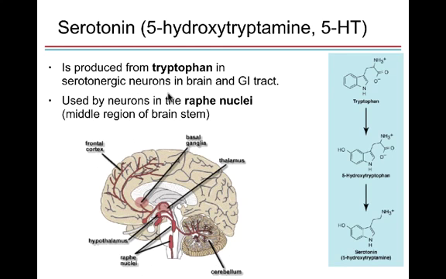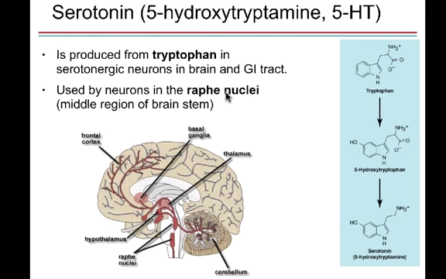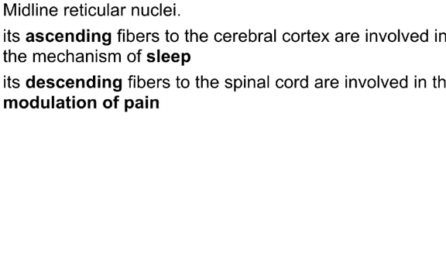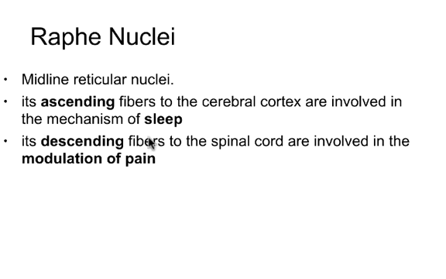In the brain, the most common area that you can find serotonin would be in the raphe nuclei. Raphe nuclei is in the middle region of the brainstem. So it's going to continue from the upper part of the brainstem, which is midbrain, all the way to the medulla. So these are called raphe nuclei. The ascending fiber from raphe nuclei goes to cerebral cortex and is involved with sleep mechanism. The descending fiber that is going to go down to spinal cord is involved with modulation of pain.